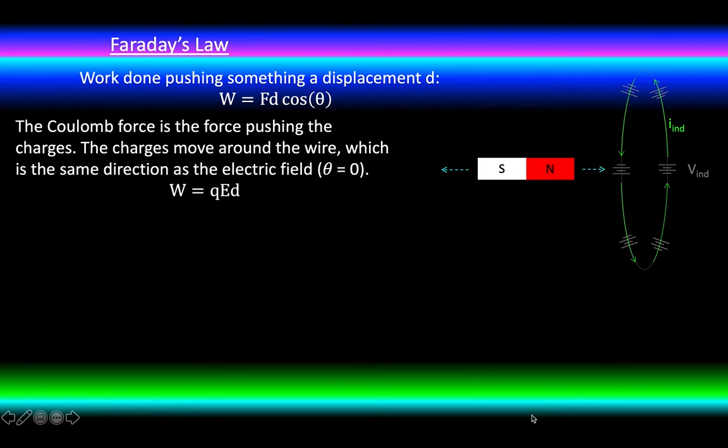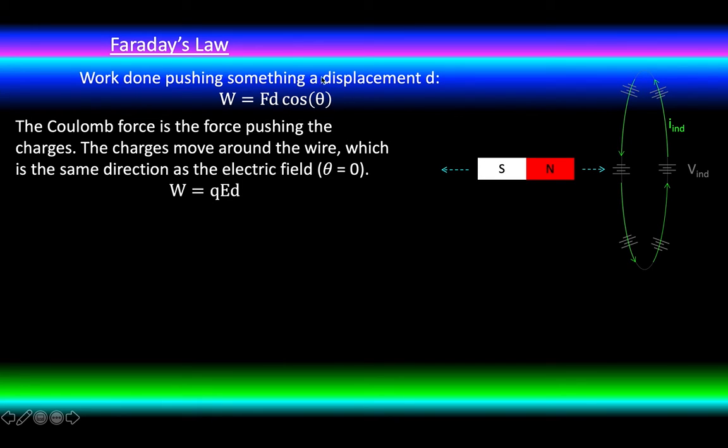So we are going to track the amount of work it takes to get a single charge to move once around this closed loop of wire. The Coulomb force is the force responsible for pushing the charge, so I could replace F with Q times E, and the direction that the force is going to push the charge will be the direction the charge moves. So the direction of the force will be around the wire, the same direction as the induced current. Because the direction of the force is the same direction as the charge's displacement, I could say the force vector and the displacement vector are parallel.